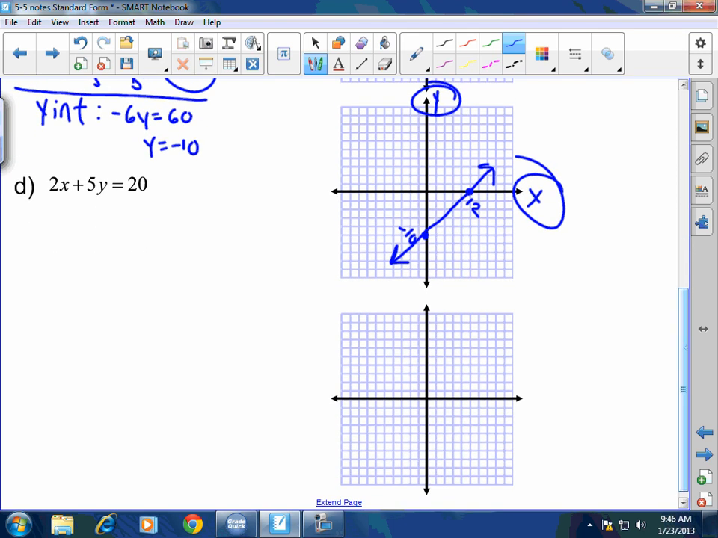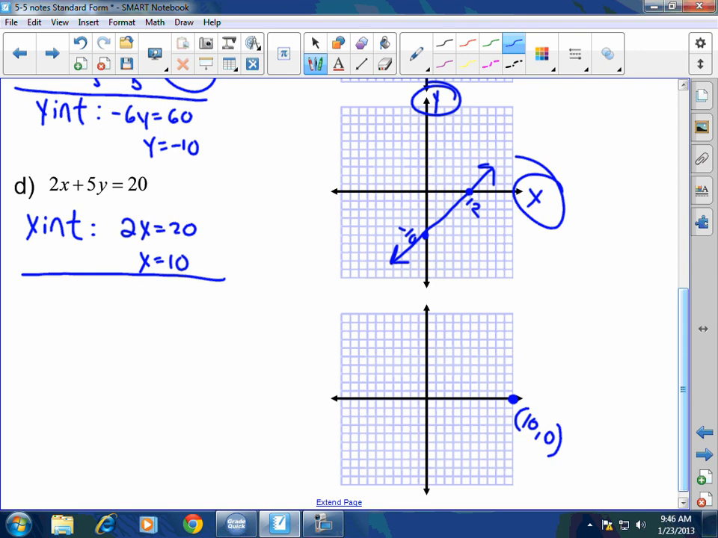Last but not least. Does 2 go into 20? Does 5 go into 20? Can I use this method? What's my x-intercept going to be? What do I make go bye-bye? The y. So I got 2x equals 20. So x equals 10. Boom. That is 10, comma 0. That is the x-intercept. That is the x value on the x-axis when y equals 0.